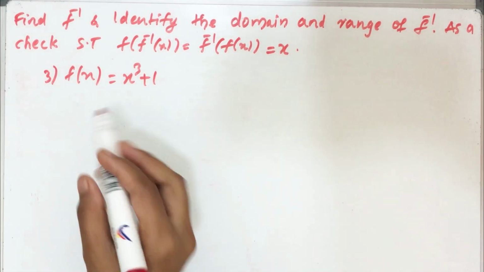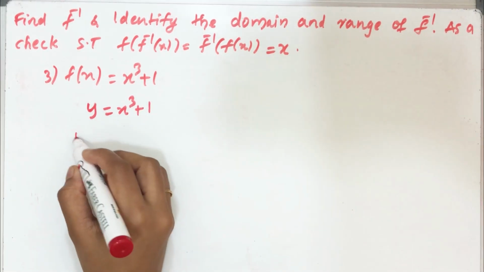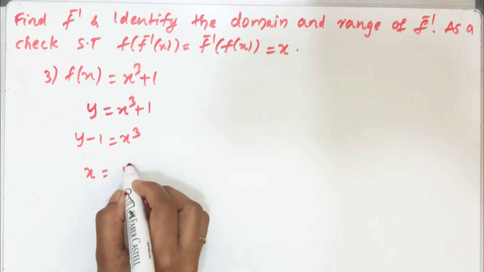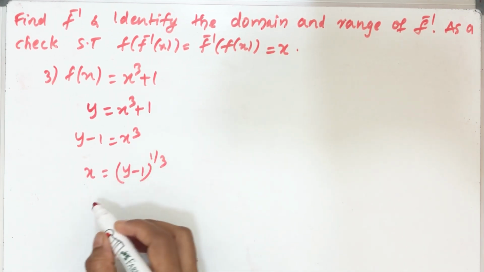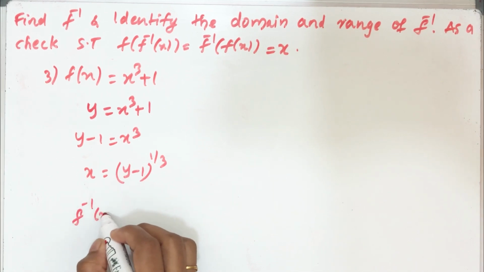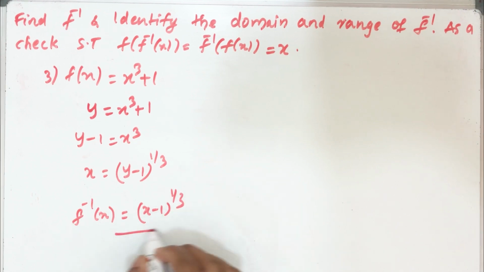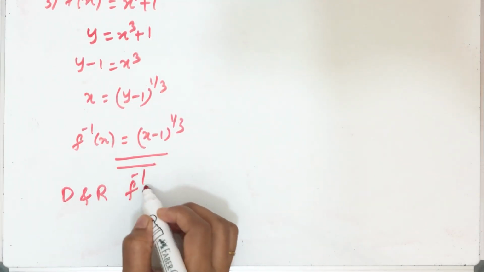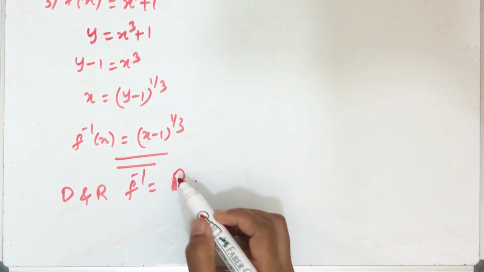Okay. Here y equal to x cube plus 1. That is y minus 1 equal to x cube. So x is equal to y minus 1 the whole raised to 1 by 3. Or we can write f inverse of x is equal to x minus 1 the whole raised to 1 by 3. Here we can take domain and range of f inverse as the whole real line. We can take any values in the real line, no problem.